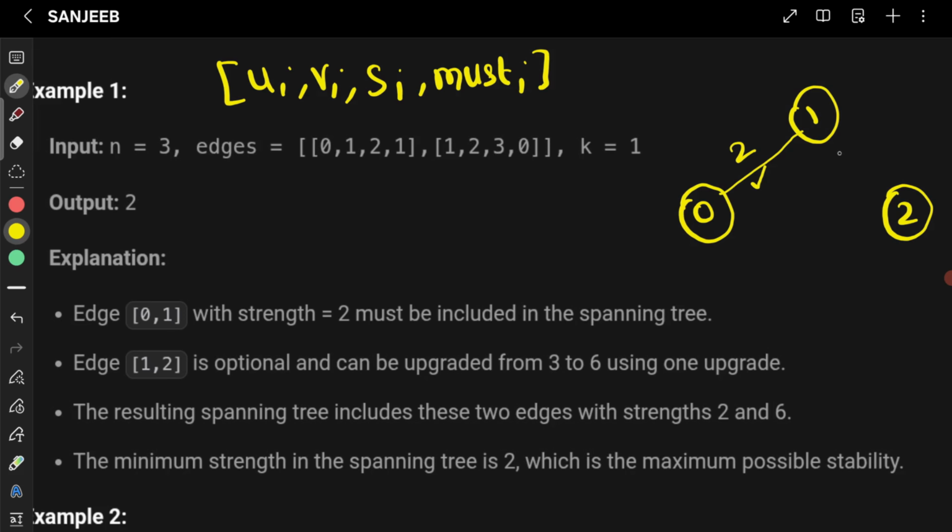Now 1 to 2 says the strength is 3. Is it a must edge? No, it's not a must edge. And k is 1, so that means I can upgrade one edge. So the only option left for me is to upgrade this edge, because I can't upgrade an edge which is must.